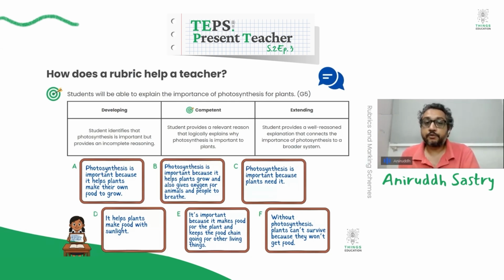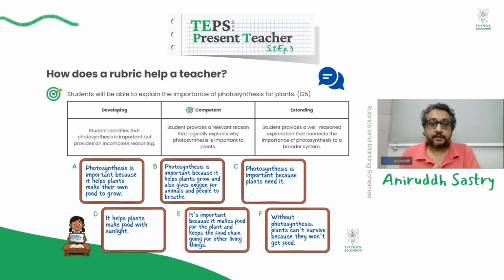Now, if you look at the response that student B has given, they say that photosynthesis is important because it helps plants grow and also gives oxygen to animals and people to breathe. And some of you have even said that they are not just telling you about the importance of photosynthesis to the plant, but they are also linking it to the broader system, which is the ecosystem, or the water cycle, or air pollution, etc. So they are making those connections also. And when they are making the connections, they are going beyond what was expected of them at their competency level.